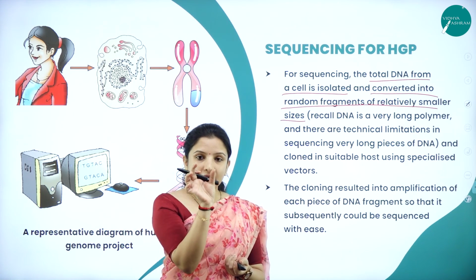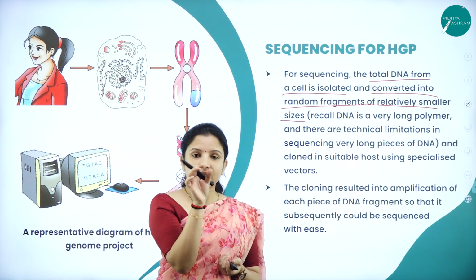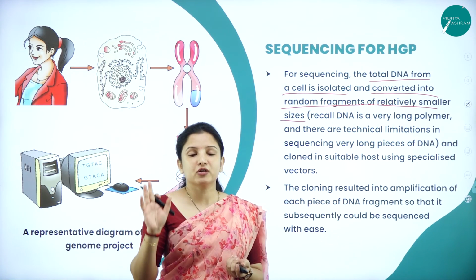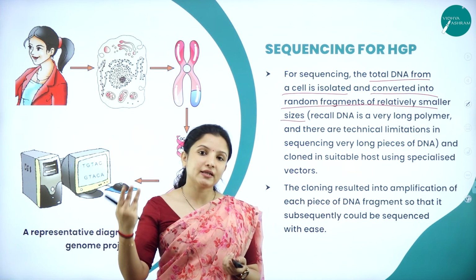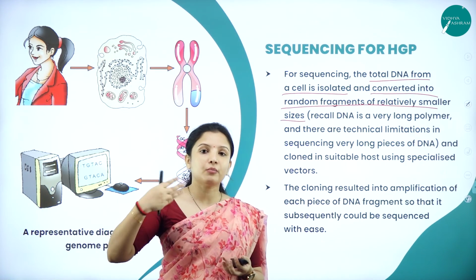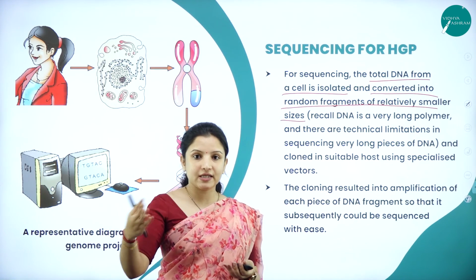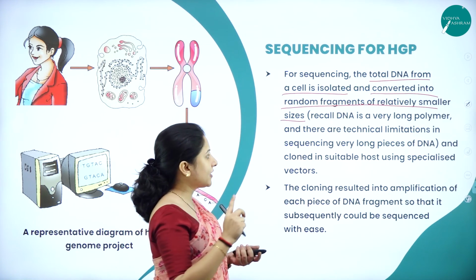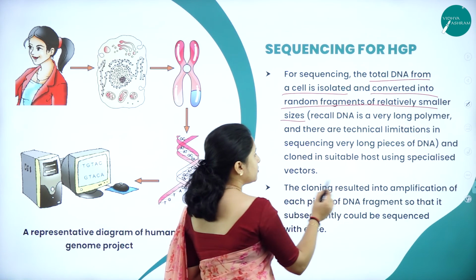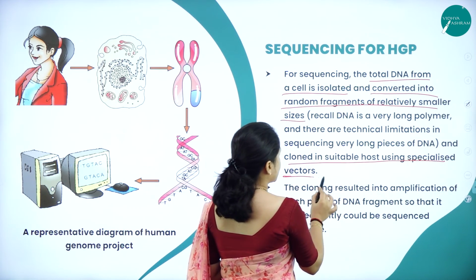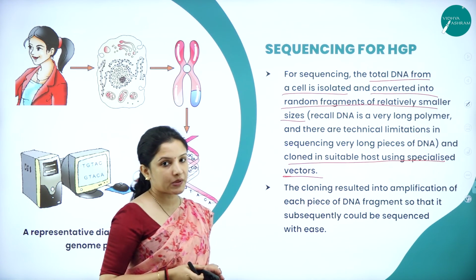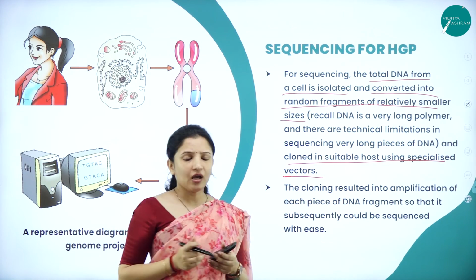So one small stretch of DNA is not sufficient for the experiment, because the experiment has to be repeated in trials. If you need to repeat the experiment in trials, you need more copies of the same clone of that DNA strand, right? So for that, they will clone this DNA strand in a suitable host using specialized vectors.